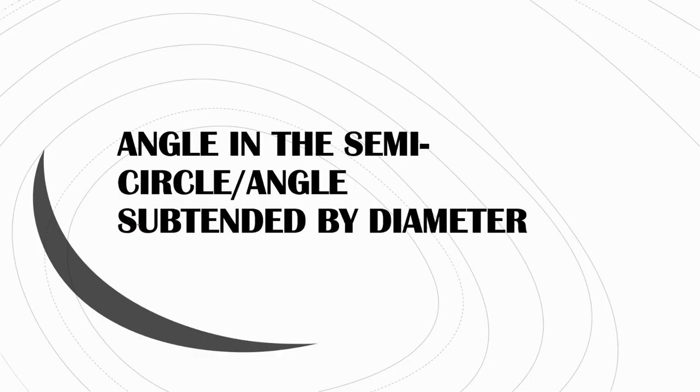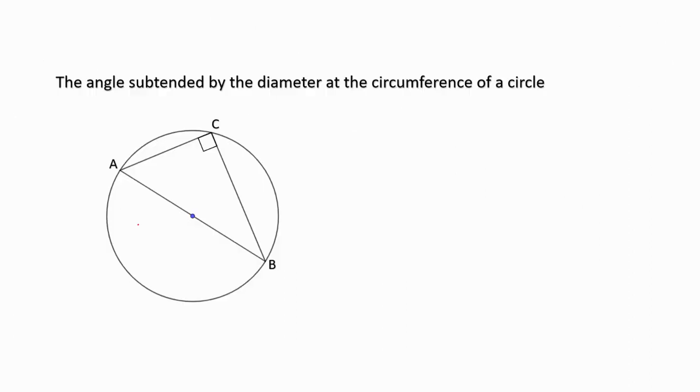Welcome to our lesson on Euclidean geometry. We're going to look at the angle in the semicircle, or angle subtended by diameter. Do you remember what a semicircle is? The diameter divides the circle into two equal parts.